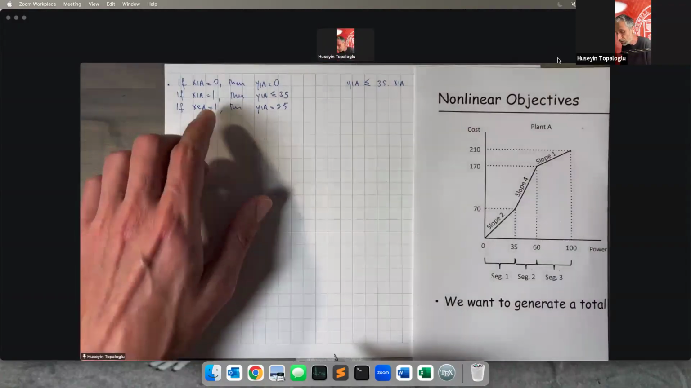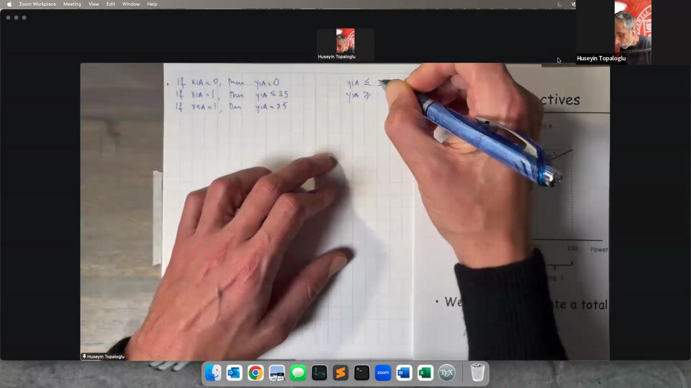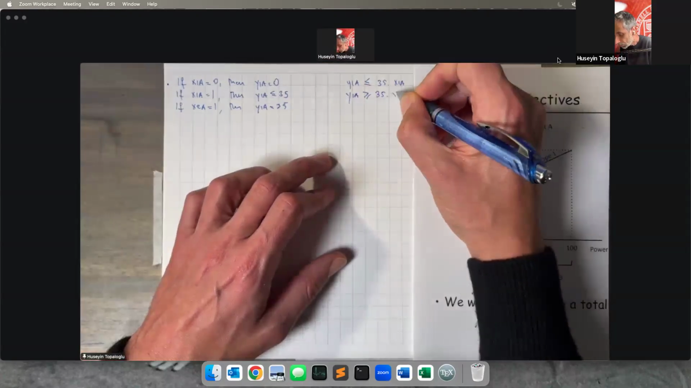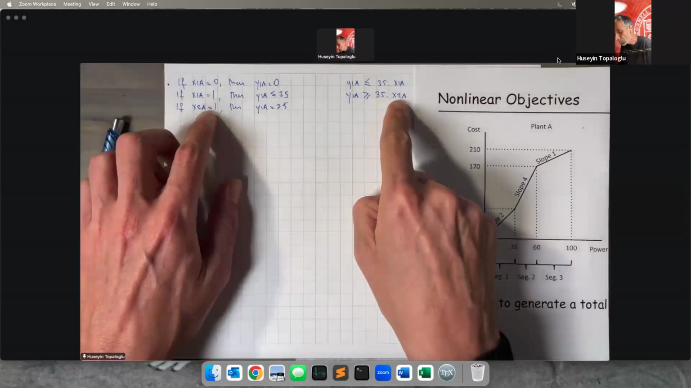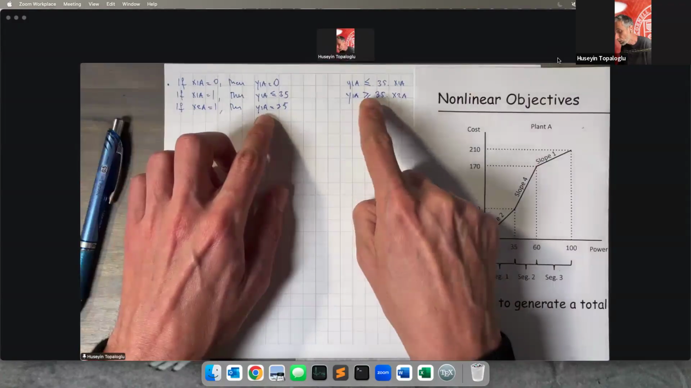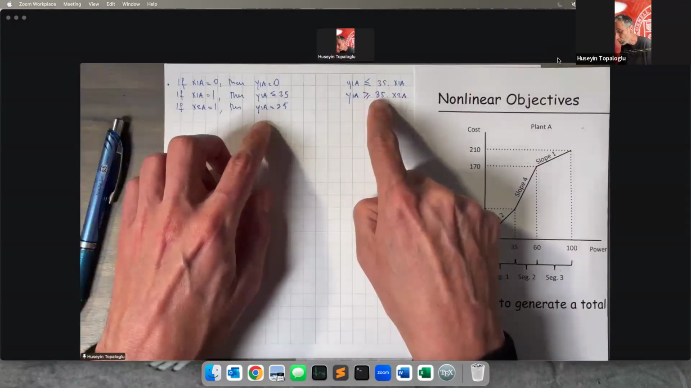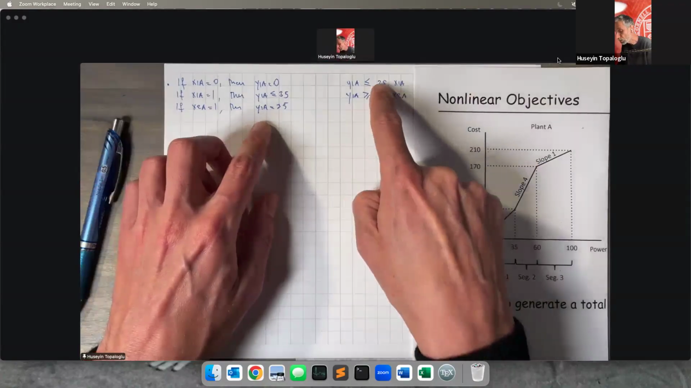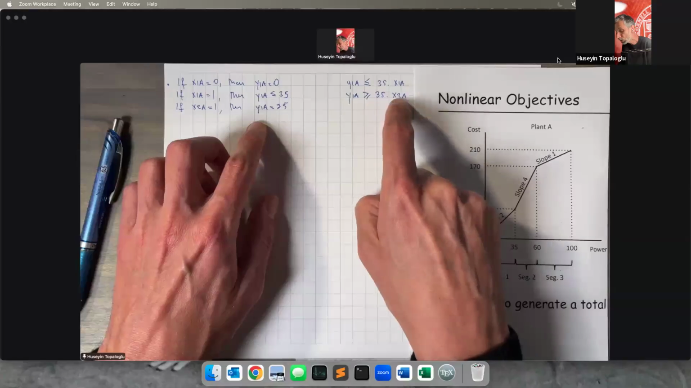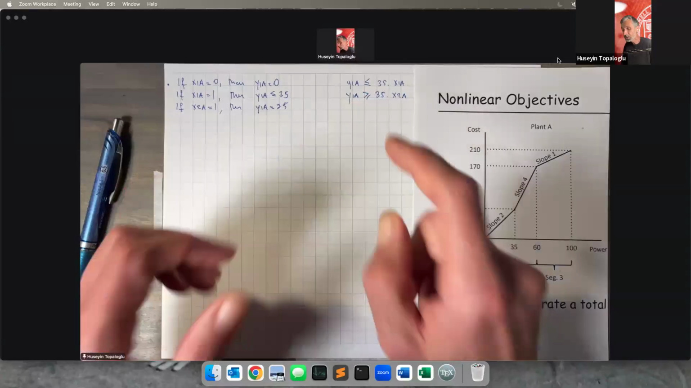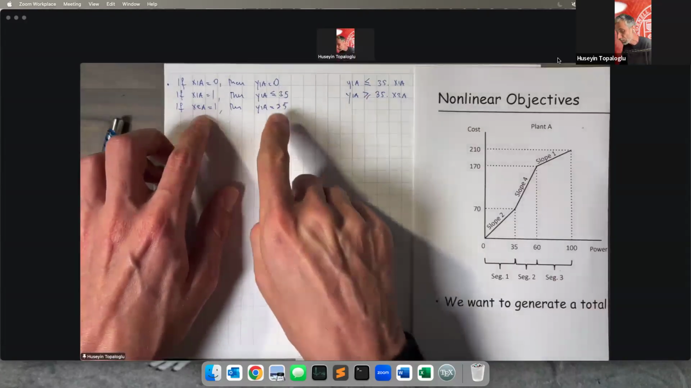Then to satisfy the third relationship, we're going to write another constraint that says y1a is greater than or equal to 35 times x2a, meaning that if x2a is equal to 1, then y1a has to be at least 35. But together with the other constraint, y1 is at most 35. So these two constraints are going to ensure that if x2 is equal to 1, y1a is going to snap to 35. Good.